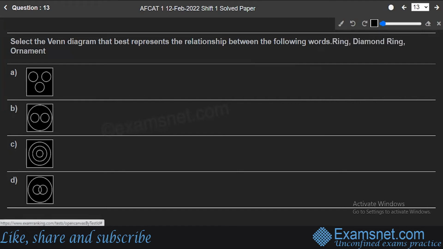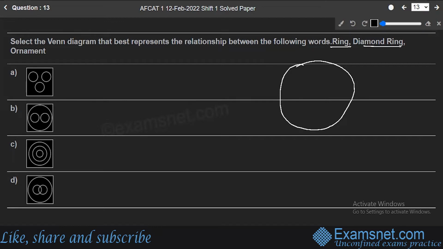Let's move to the next one. Question number 13. Again, you are given a Venn diagram and you have to choose the relationship between the words: ring, diamond ring, ornament. See, diamond ring, ring and ornament over here. This is an ornament, first of all. All of these, maybe a ring, maybe a diamond ring, both are ornaments only. So this bigger circle represents ornament. And then there comes a ring, right?